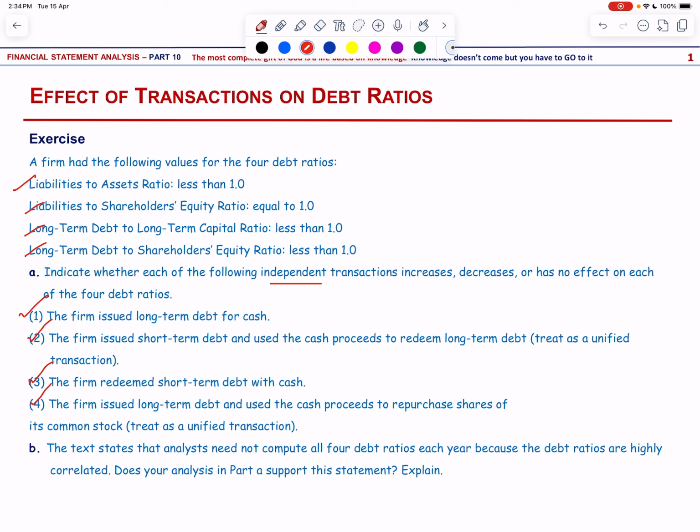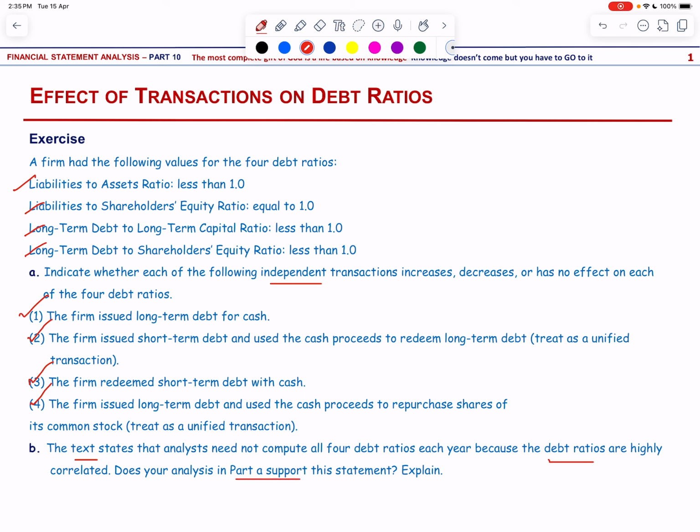We will look into the increase and decrease, and then the text states that analysts need to compute all four debt ratios each year because the debt ratios are highly correlated. Does your analysis in part A support this statement?